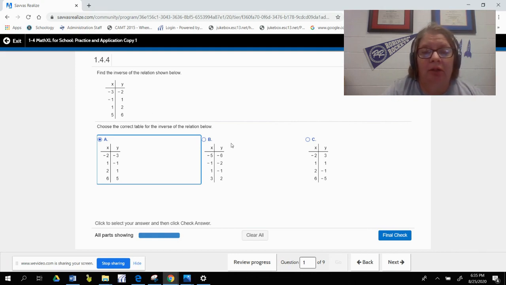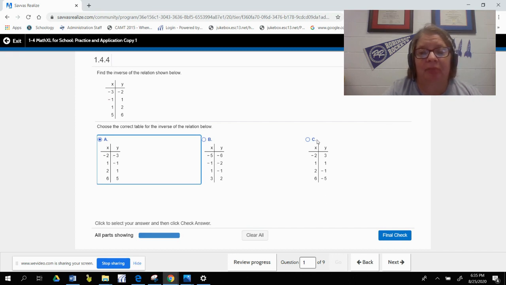Now, part of knowing what's right in multiple choice is by knowing what's wrong. What's wrong with B? It looked like they flipped this upside down or something. 5, -1. I don't know what they did. But if you switch the x and y, the first point should be -2, -3, right? So look, it has to be this one. It can't be that one. It can't be that one.